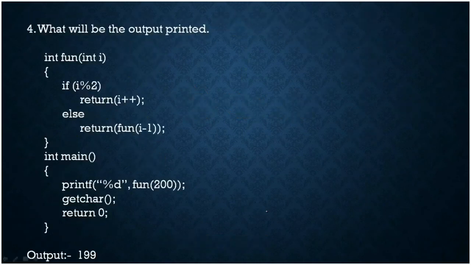Next question. This will be the last question. What will be the output printed? So execution starts from the main. We will start from here. printf percentage d, fun of 200. So whenever we find fun of 200, we will search for the same function. So we find it here. So the value of i is 200. i is equal to 200. So the function is called with 200.